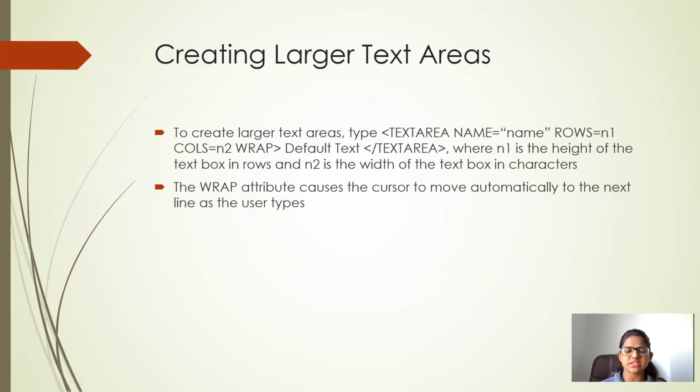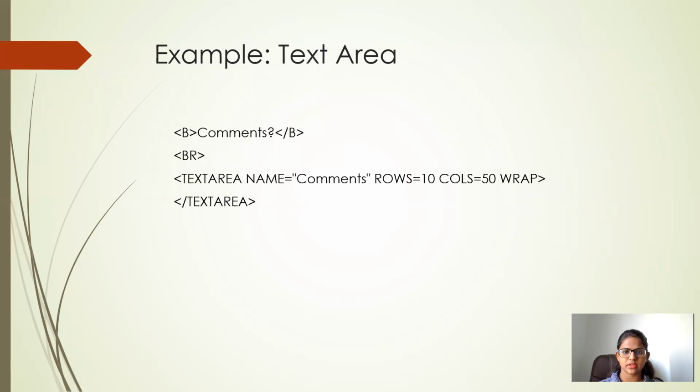Now creating the large text areas. To create a large text area, type textarea name, rows N1, columns N2, wrap, and the default text. We want to wrap the text, so for that we use wrap. N1 is the height of the text box in rows and N2 is the width of the text box in characters. So height and width we specify using N1 and N2. The wrap attribute causes the cursor to move automatically to the next line as the user types.